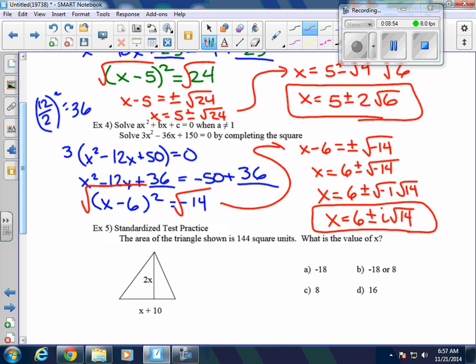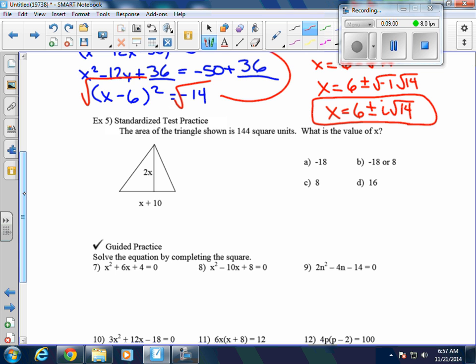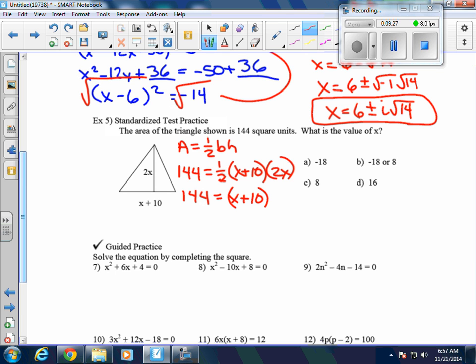So then, let's drop down to example 5. We're going to do the same thing. We're going to find the area of the triangle. It's 144 units. So we're going to set this up using the formula for the area. 144 equals 1/2 the base, which is x plus 10, times the height, which is 2x. So if we multiply these, we get 144 equals x plus 10 times, if I take a half times 2x, it's just x. So then it's going to be 144 equals x squared plus 10x.